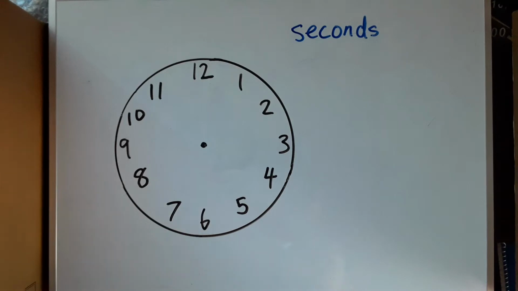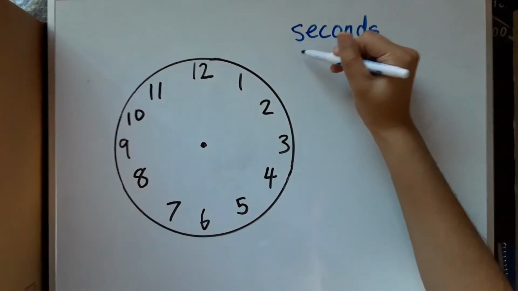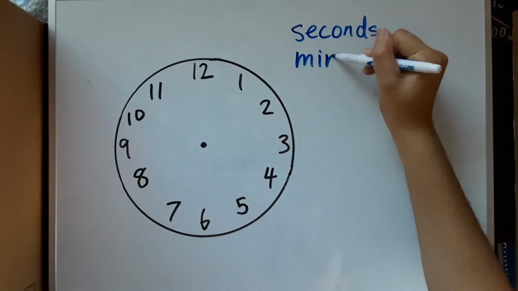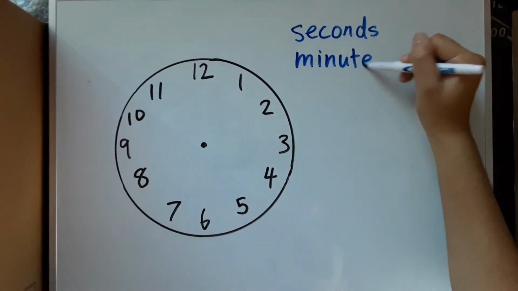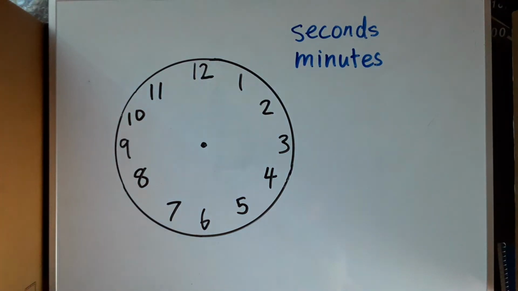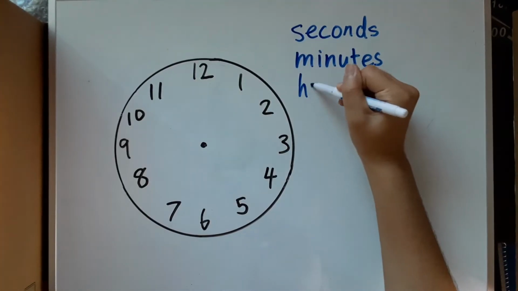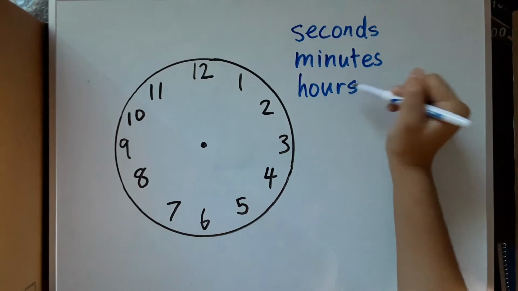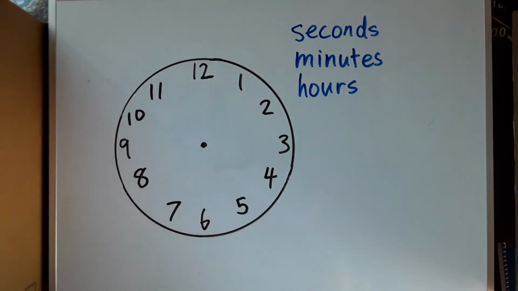Our second unit of time is minutes. M-I-N-U-T-E-S. Minutes are also used really commonly, and they're probably the most basic unit of time. One step bigger than minutes are hours. H-O-U-R-S. Hours are used for days and other units of time, and are also really commonly used.